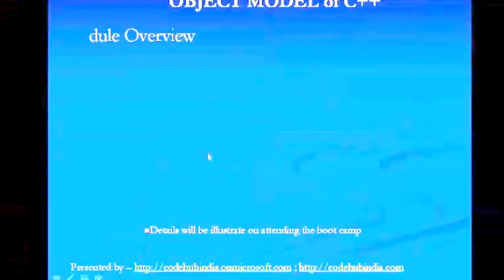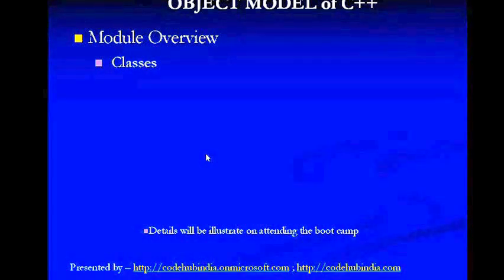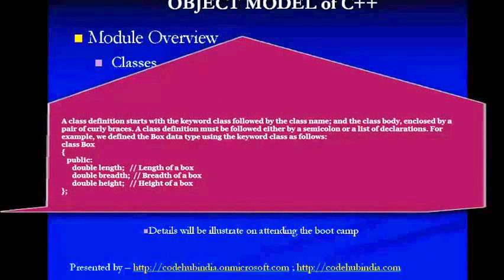C++ class. When you define a class, you define a blueprint for a data type. This doesn't actually define any data, but it does define what the class name means, that is, what an object of the class will consist of and what operations can be performed on such an object. A class definition starts with the keyword class followed by the class name and the class body, enclosed by a pair of curly braces. A class definition must be followed either by a semicolon or a list of declarations.